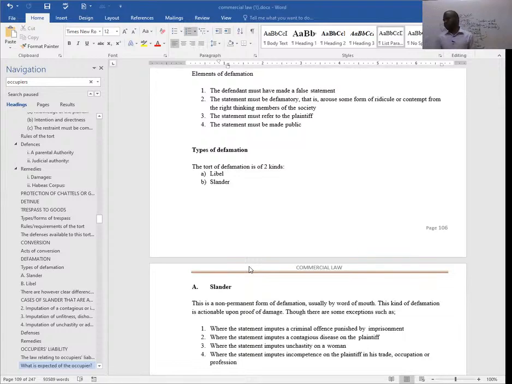Then number two, where the statement imputes a contagious disease on the plaintiff. A contagious disease is one that spreads very, very fast. So today someone accuses Becky, maybe says that Becky has a particular disease which is very contagious, yet it is not true about Becky. So Becky doesn't have to wait for the repercussions to happen. Immediately she hears of such, she can bring the action in a court of law, and it will be allowed by the court to be heard as a case against the defendant. Then number three, where the statement imputes unchastity on women. Then number four, where the statement imputes incompetence on the plaintiff in his trade, occupation, or profession.